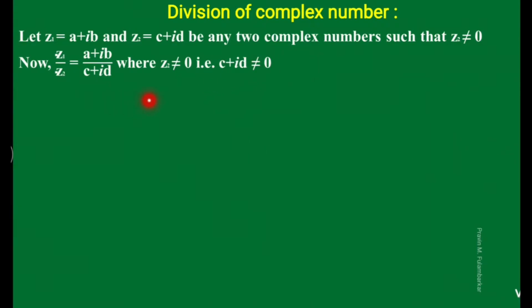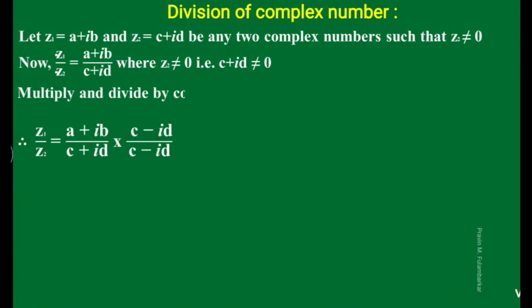So how to find the division of complex numbers? For that we have to take the conjugate of the denominator. See here, multiply and divide by the conjugate of z2. Why do we multiply and divide? Because when we multiply and divide by any quantity, the value of the original expression remains the same. So for our convenience, we multiply and divide by its conjugate.